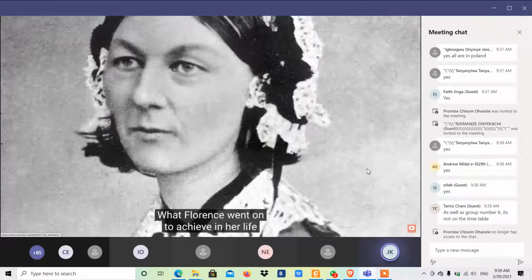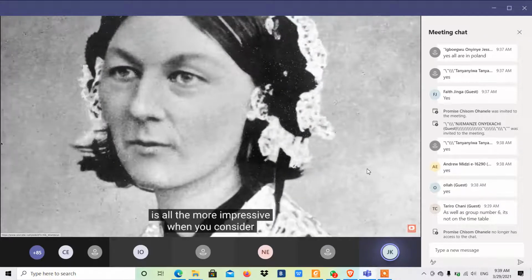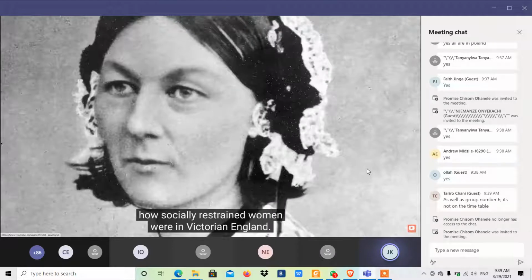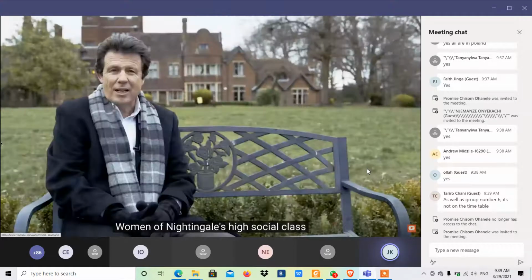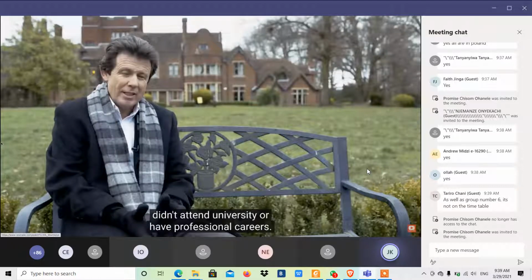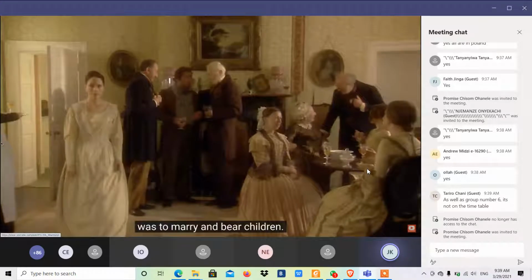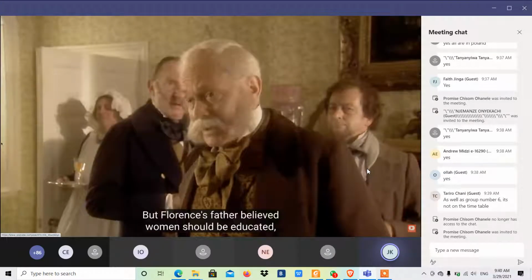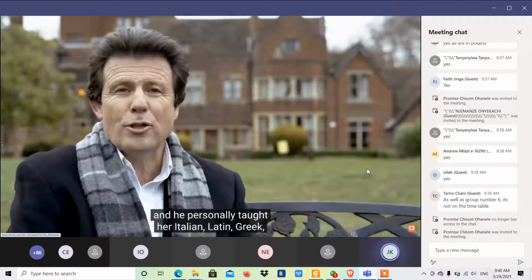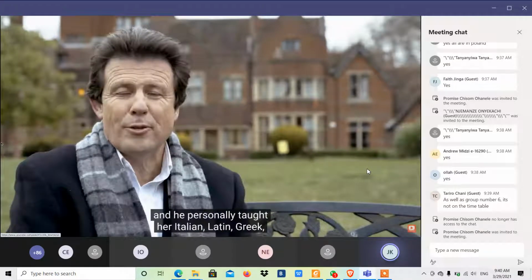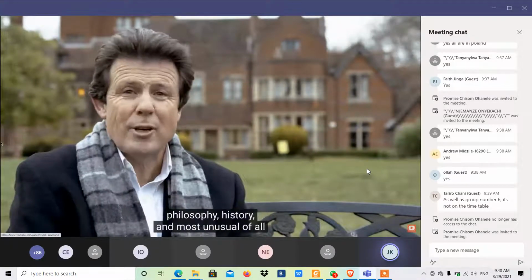What Florence went on to achieve in her life is all the more impressive when you consider how socially restrained women were in Victorian England. Women of Nightingale's high social class didn't attend university or have professional careers. Instead, their purpose in life was to marry and bear children.